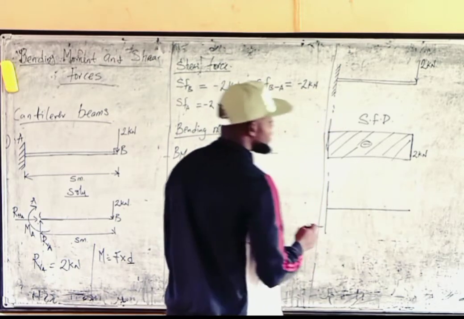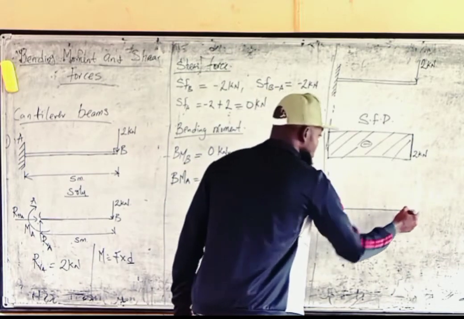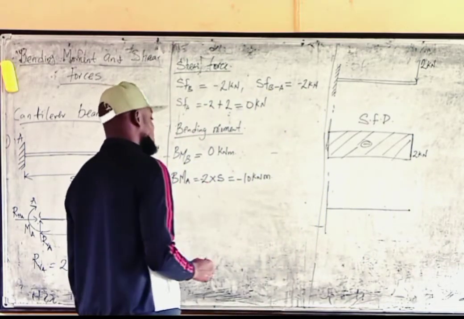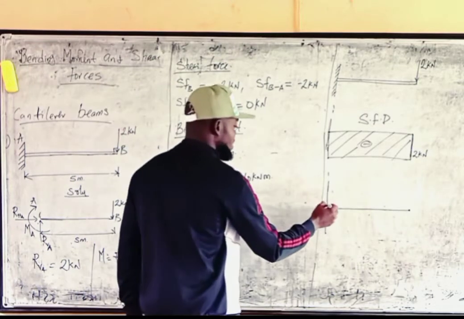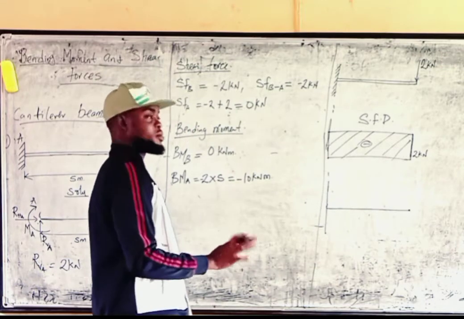Let's say that is the point B. At point B, the bending moment was 0. Then at point A, what was the bending moment? The bending moment was -10 kilonewton meters. You just draw -10. You can also draw it downward. There's no problem about that.